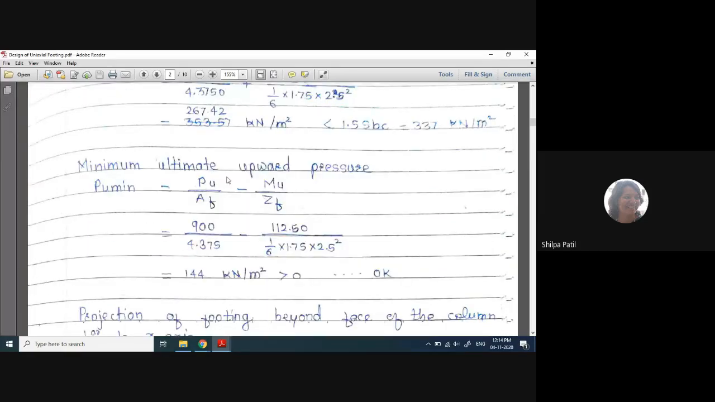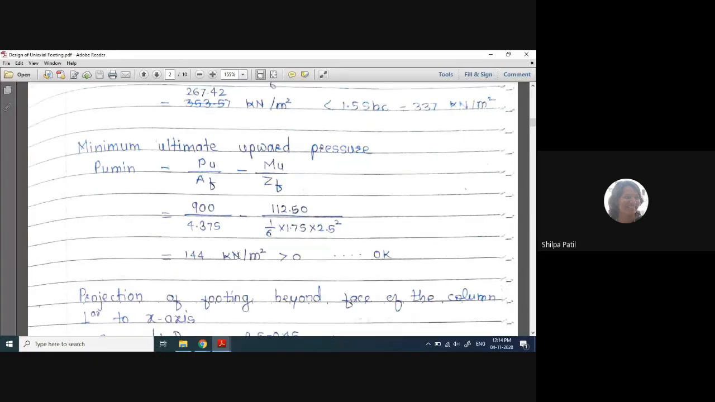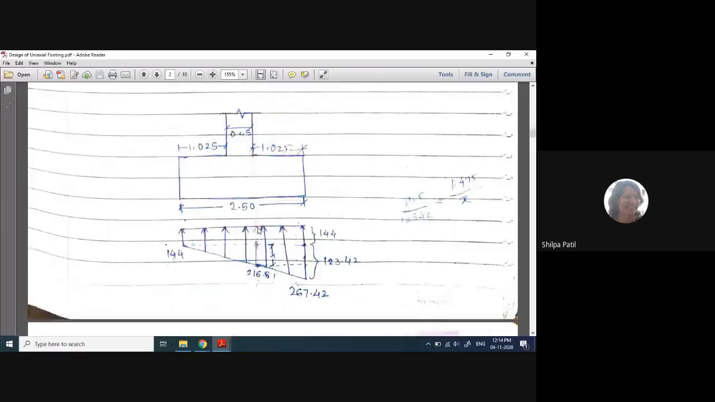The next is calculation of minimum ultimate upward pressure, as we discussed. So this is a PU minimum, this value, and the minimum value should be more than 0. Okay. So this is the minimum and maximum. These are the minimum and maximum pressure intensities below the footing, which are shown here in this diagram. Okay. So this is the footing. This is the minimum pressure 144, and this is the maximum pressure 267.42.